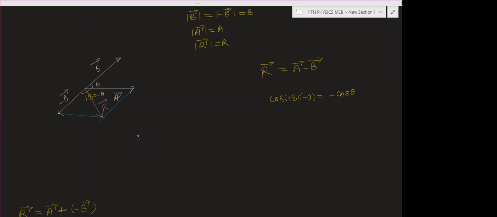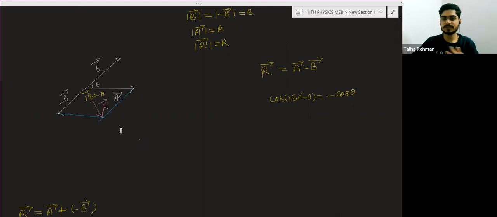Simply, the fundamental will not change. Here is one vector in this direction. Here is one vector in this direction. Simply we can complete the parallelogram and we will get the resultant vector. Simple.